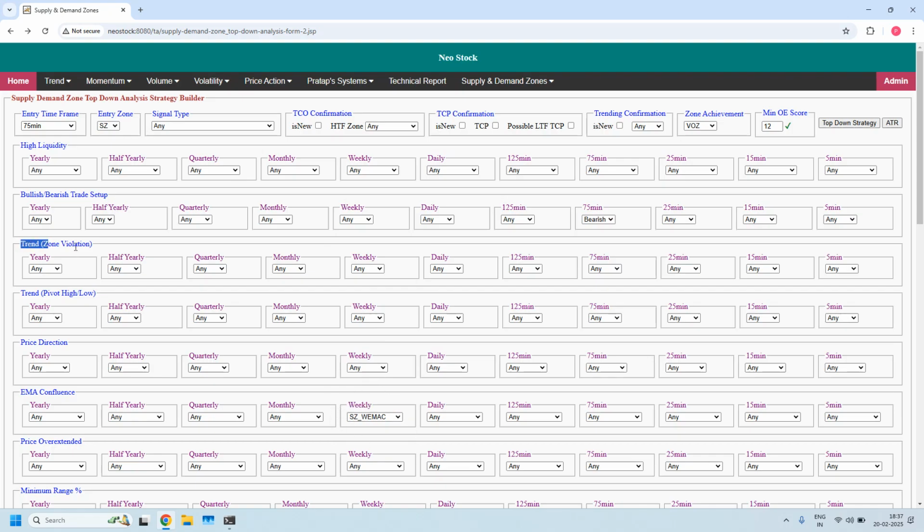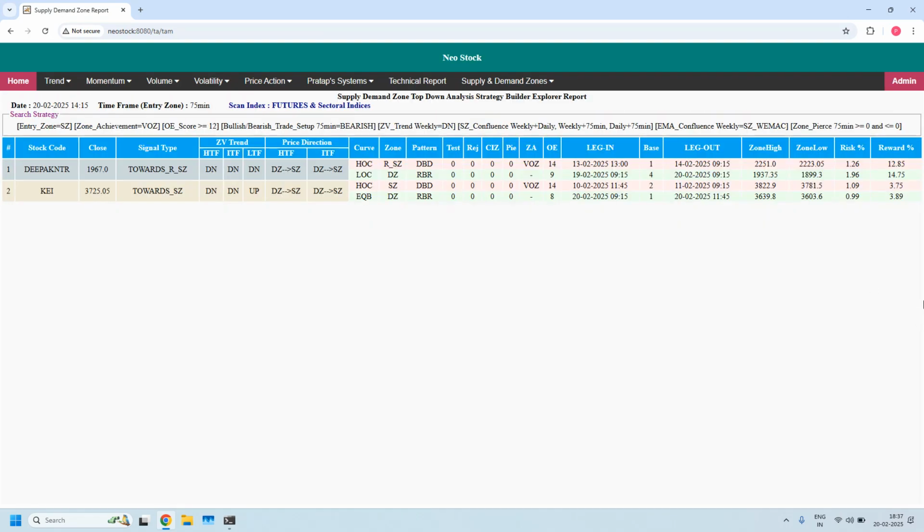Apart from that, the trend on the weekly should not be sideways. So it should be downtrend only because it is a bearish trade setup. So with this filter, we got 2 stocks. So these 2 have an even higher probability of success. So this is about the bearish trade setup for weekly income trade.